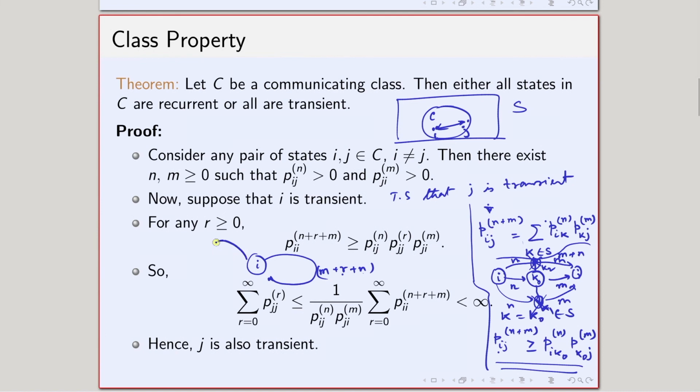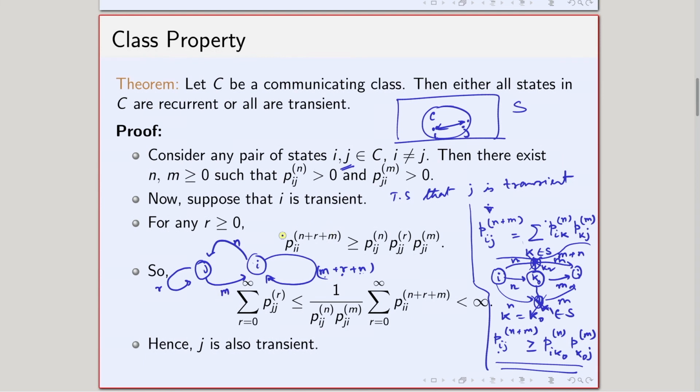One of the ways is that from i I move to j in n steps, then from j I move to j in r steps, and then from j I move to i in m steps. That can happen for any value of j, but I have taken a particular value of j. So instead of taking all the paths that lead me to i in n plus r plus m steps, I am taking one particular path: i to j in n steps, j to j in r steps, and j to i in m steps.